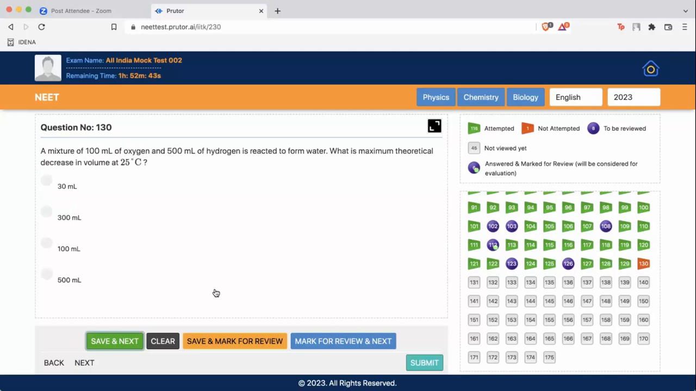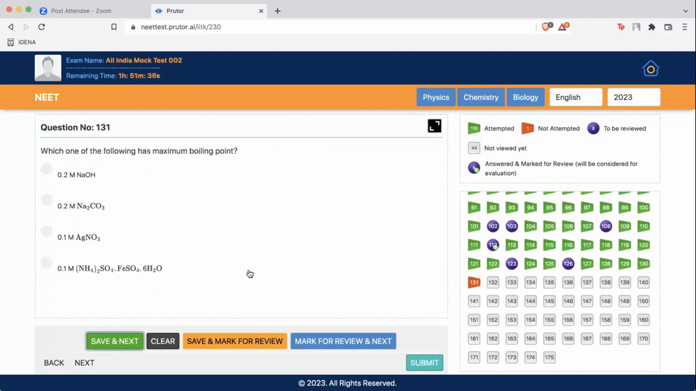A mixture of 100 ml of oxygen and 500 ml of hydrogen is reacted to form water. What is the maximum theoretical decrease in volume at 25 degrees Celsius? H2 plus O2 gives rise to 2H2O. Here we're given 100 ml of oxygen and 500 ml of hydrogen. So for 100 ml of oxygen, how much H2 will be required? 200 ml. So in the 600 ml gaseous mixture, 100 ml of O2 is used up and 200 ml of H2 is used up. So 300 ml is the decrease in volume.